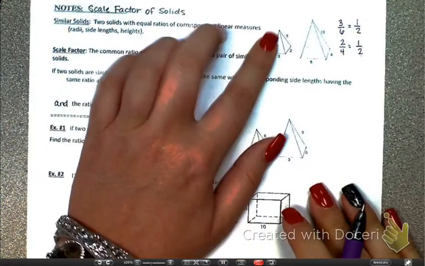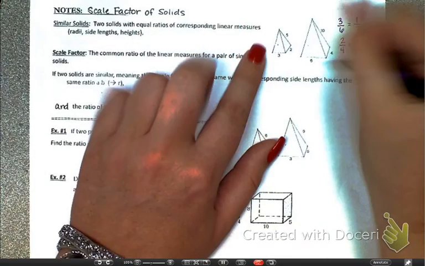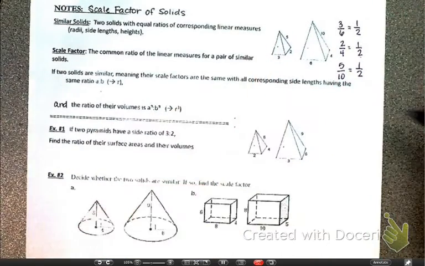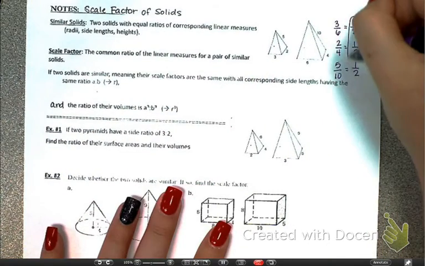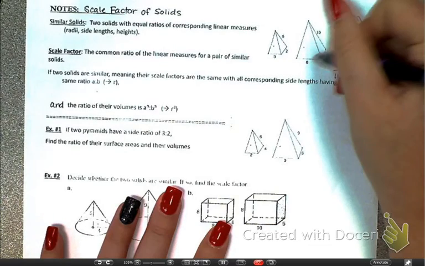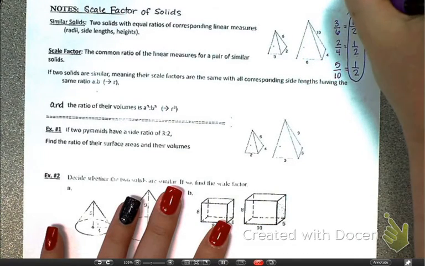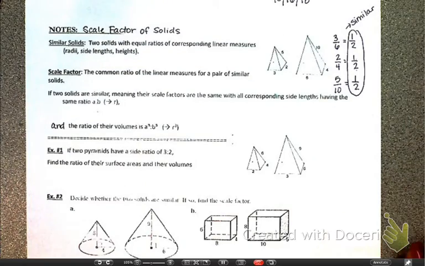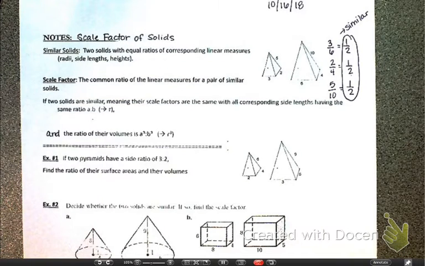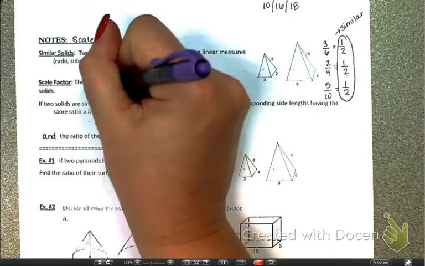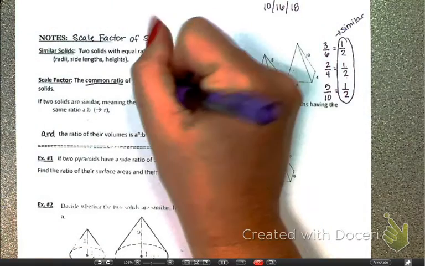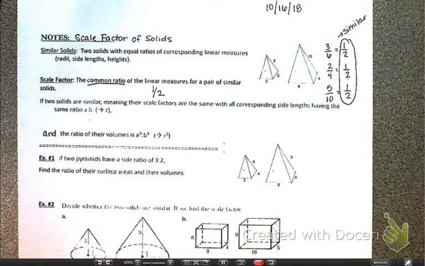And then lastly, I have this slanted side length. So 5 matches with 10, and that reduces to 1/2. All of these ratios are exactly the same, which means those figures are similar. Okay, so if the ratios are exactly the same, those figures are similar. Scale factor is the common ratio of the linear measurements. Since all of those ratios are the same, that is also the scale factor for those two figures.